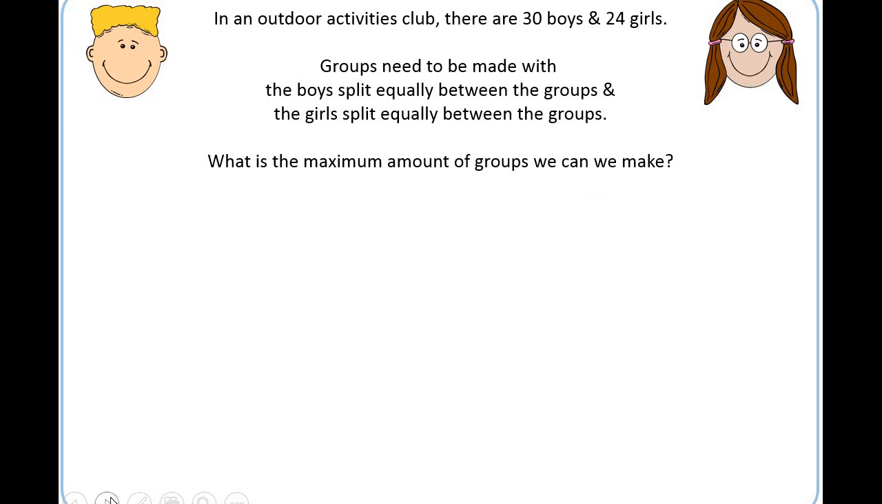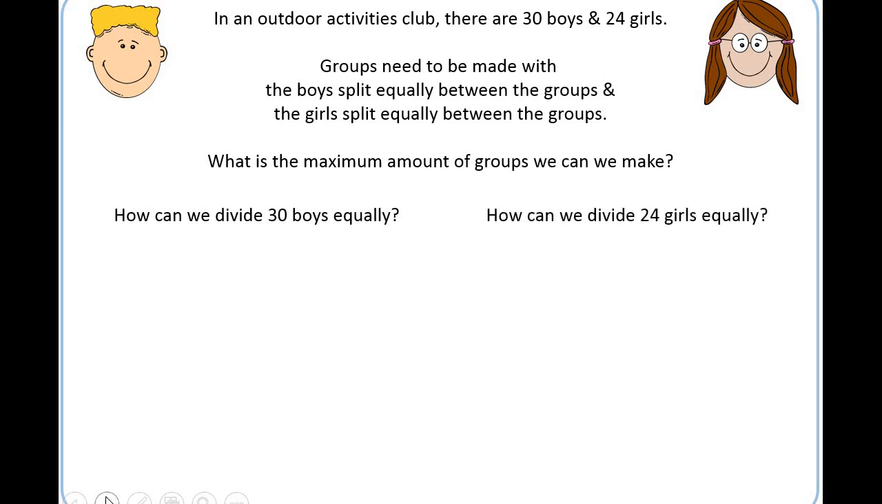Okay, so let's see if we can get our head around this. We've got to try and think of all the different ways we could split up the boys, and then all the different ways we could split up the girls, and we want the same number of groups because then they're going to be put together, aren't they, the boys and the girls?